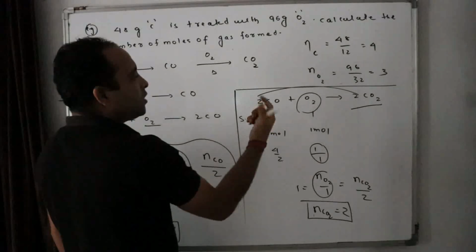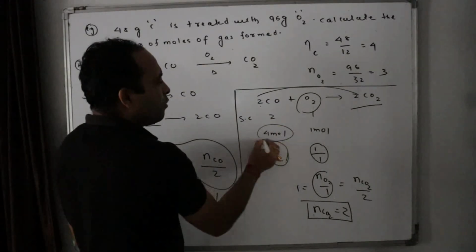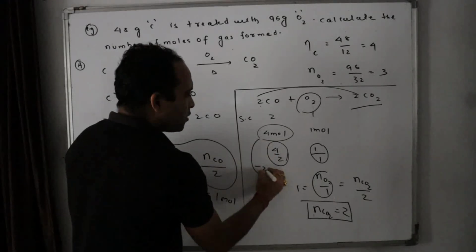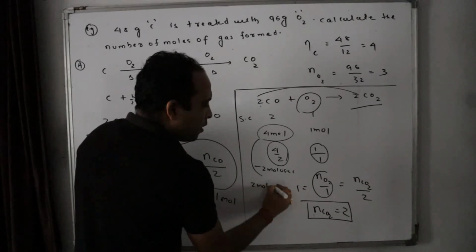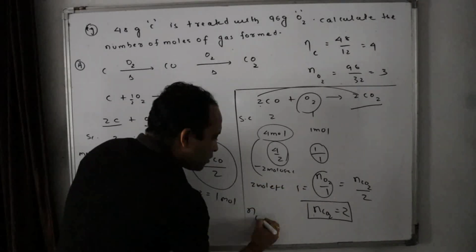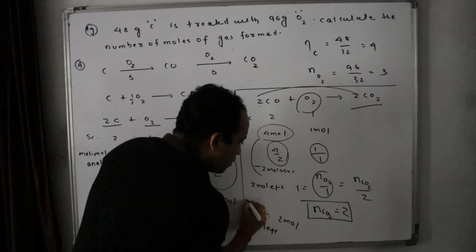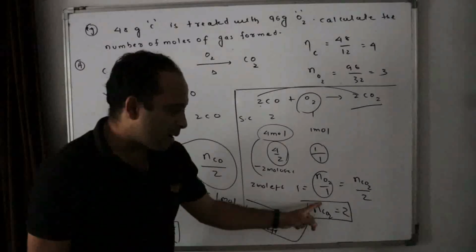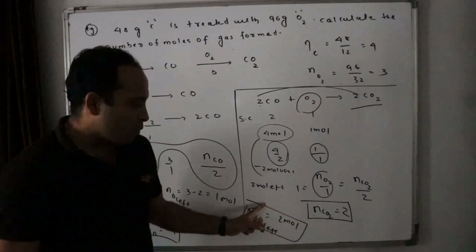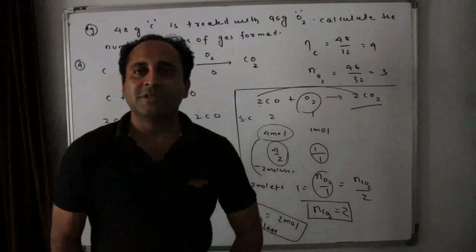That means 2 moles is used here. So how many moles are used here? We had 4 mole, used 2 mole, 2 mole left. That means the number of moles of carbon monoxide left is 2 mole. Number of moles of carbon monoxide left 2 mole. Number of moles of carbon dioxide formed is equal to 2 mole.